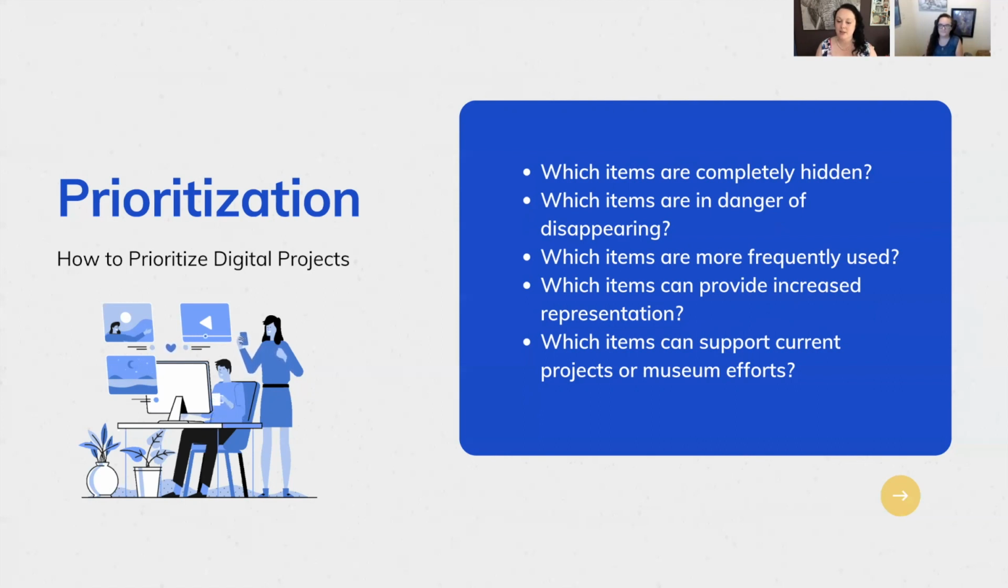The next item to think about is getting into that diversity and representation mindset, and that's thinking about which items can provide increased representation. So whether that's increased representation of the community around you, increased representation to help balance out what sort of collections and communities you have represented in your exhibit, those kinds of things. And then, of course, which items can support current projects or museum efforts.